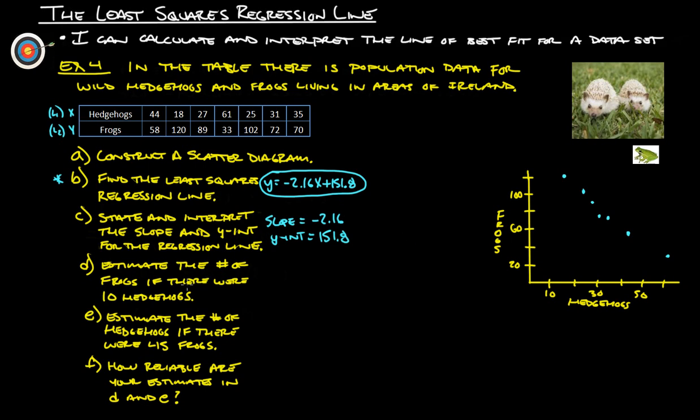Okay, estimate the number of frogs if there were 10 hedgehogs. So all we'd want to do is, with this equation here, plug in 10 for the x, right? Because the hedgehogs are x, so we do negative 2.16 times 10 plus 151.8. We could do that on our calculator, or we can just say, if it's multiplied by 10, just move the decimal over. So that's going to be y equals negative 21.6 plus 151.8. And then we subtract those two.